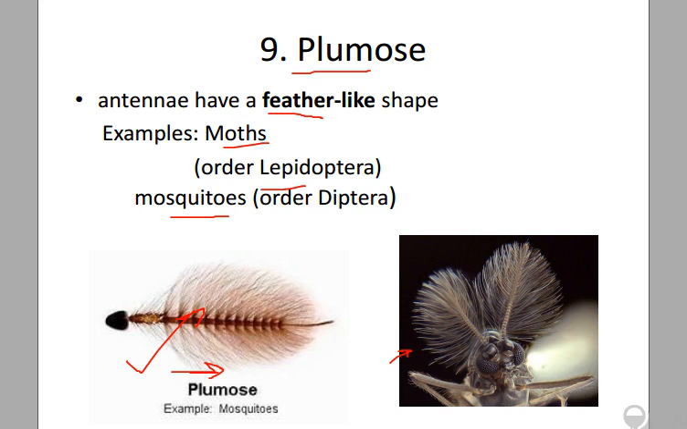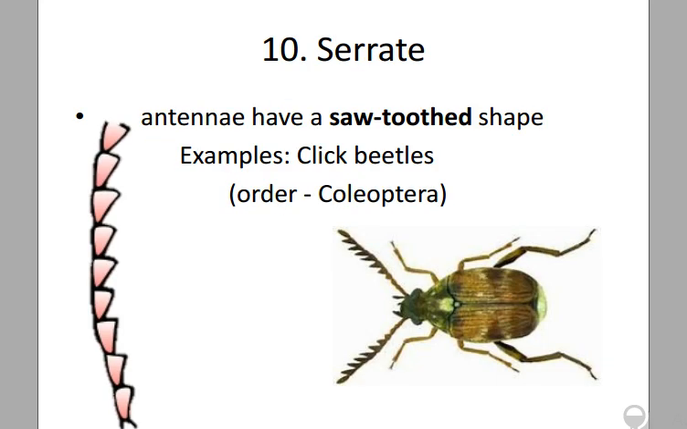The next type of insect antennae modification is the serrate type. In serrate antennae, the antennae are saw-toothed, similar to a saw. From this figure we can see these are saw-toothed, and very fine at the end. These are present in click beetles. This is an example of a click beetle belonging to order Coleoptera, and serrate antennae are present in click beetles. So these are saw-toothed in shape.